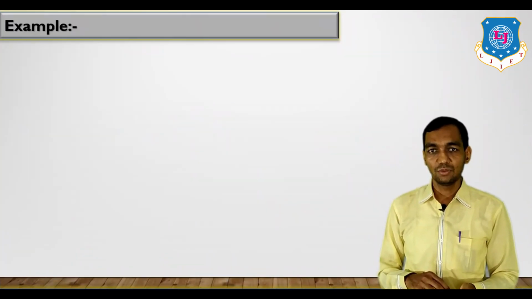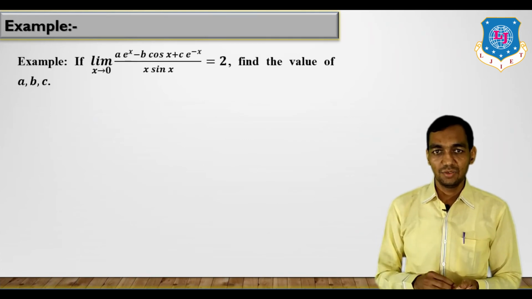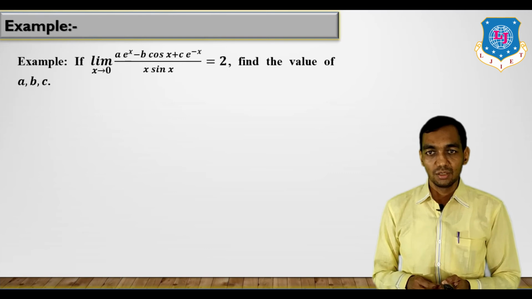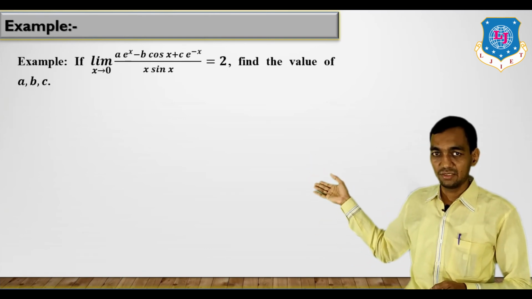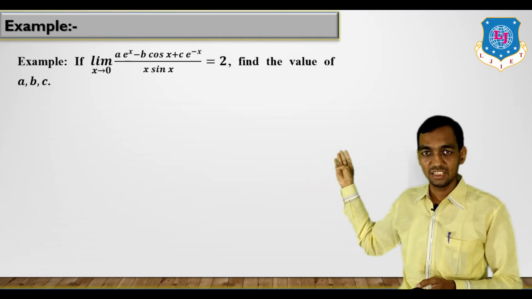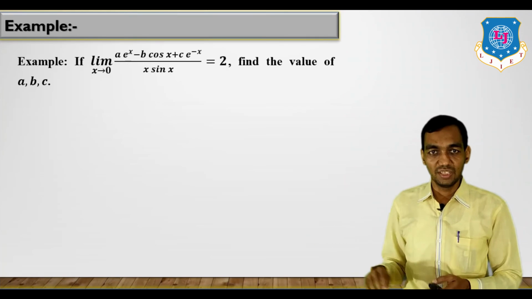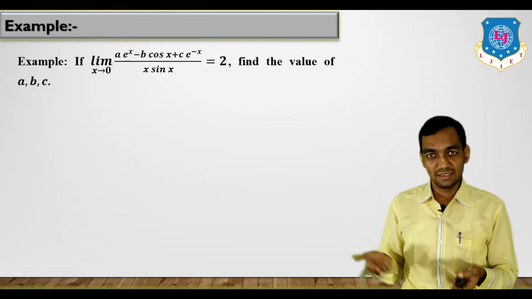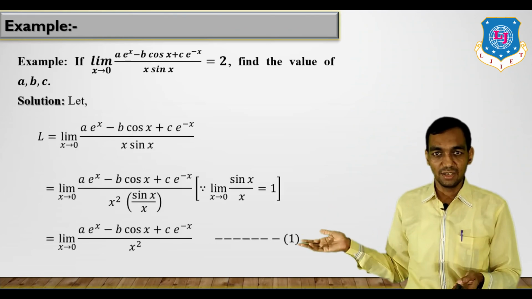So now we are going to check another example using indeterminate forms. We are going to find the values of a, b, c. The limit is already given, limit has a value 2, and using that we are going to find the values of a, b, c. Here it is given that limit x tends to 0, a e raised to x minus b cos x plus c e raised to minus x divided by x sin x has a limit 2. That means the limit exists, that is given. So the limit exists, that's why it has a value 2. And we have to find for what values of a, b and c this limit has a value 2.